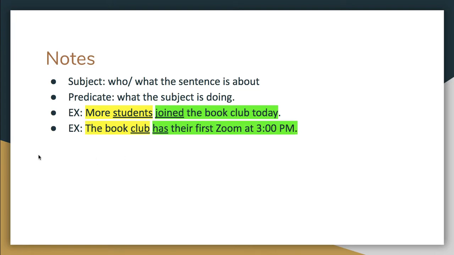Another example, the book club has their first Zoom at 3 p.m. So this verb is kind of hidden because it's an auxiliary verb. It's a helping verb. It's not an action. It's a state of being. So the book club, that's the complete subject, has their first Zoom at 3. That's the complete predicate. But the simple subject is club and the simple predicate is has.